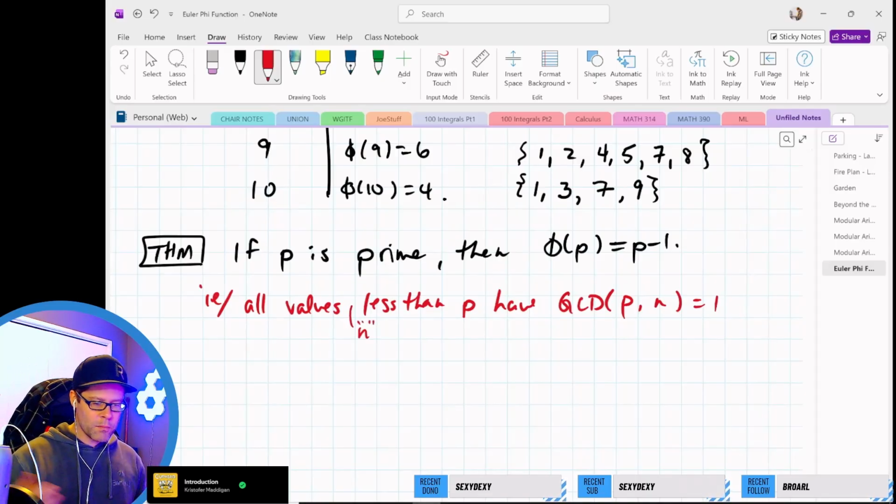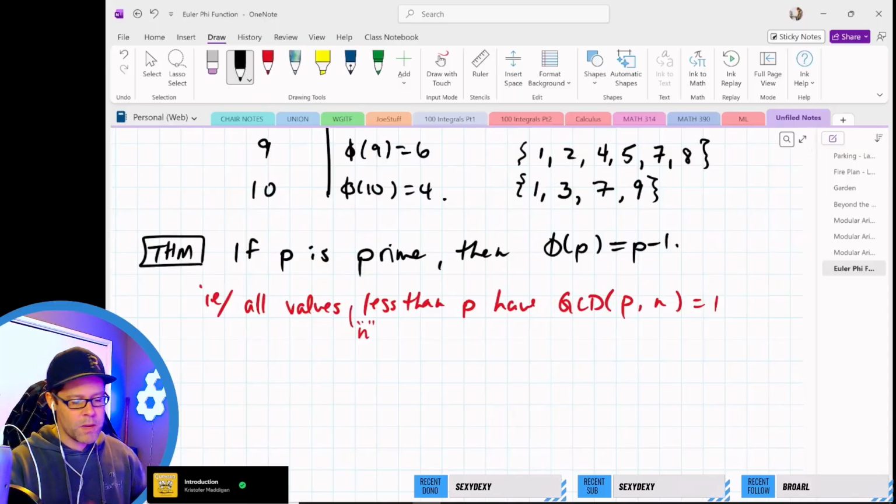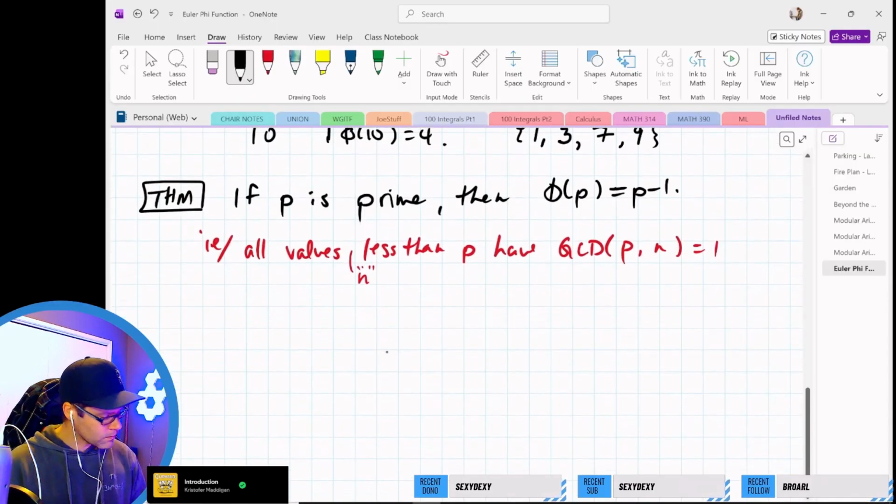Okay, so if I take any number less than p that's a positive integer, and I try to find the GCD of the prime number and that number that's less than p, I always get 1. So there's p minus 1 occurrences of those values. So let's see. I kind of want to lead through a couple examples here.